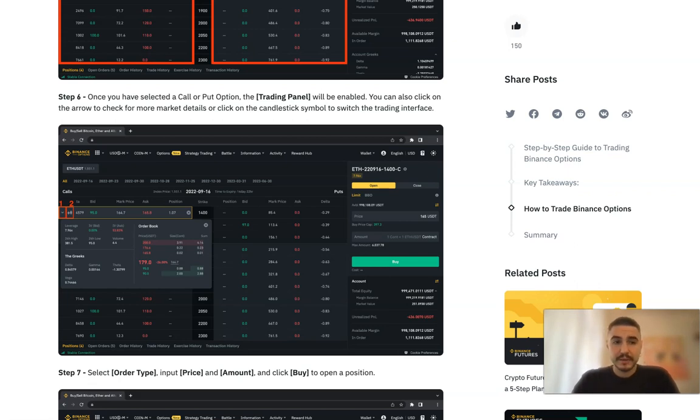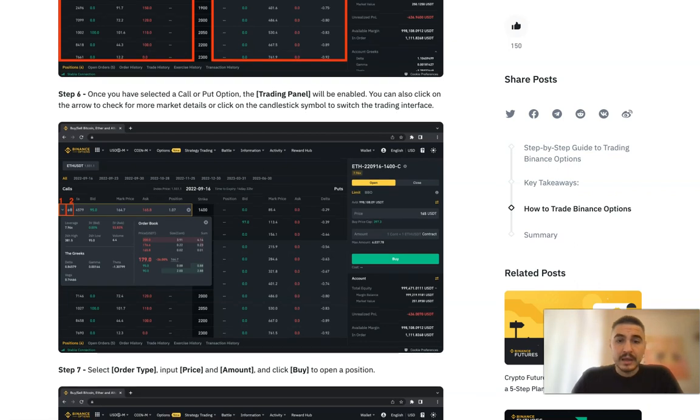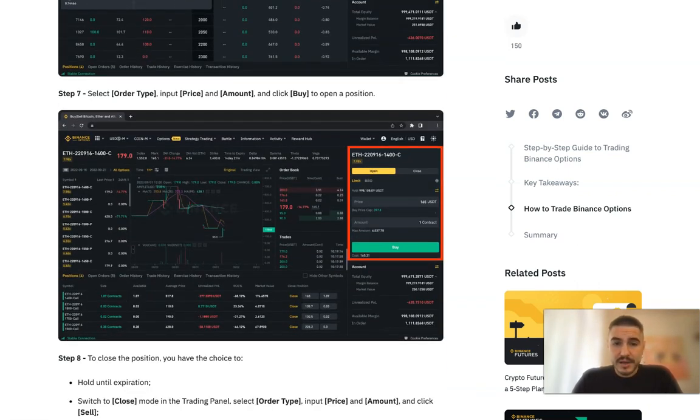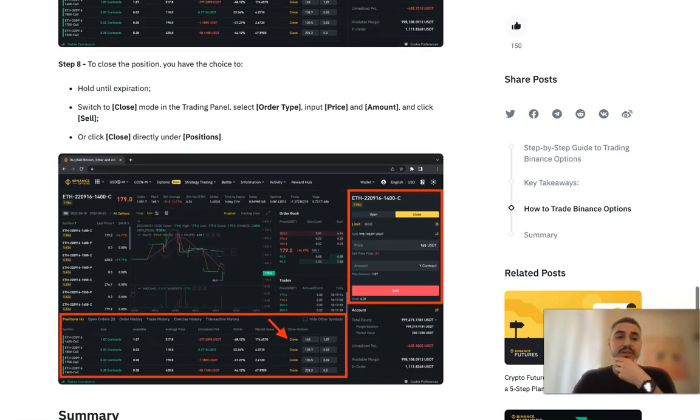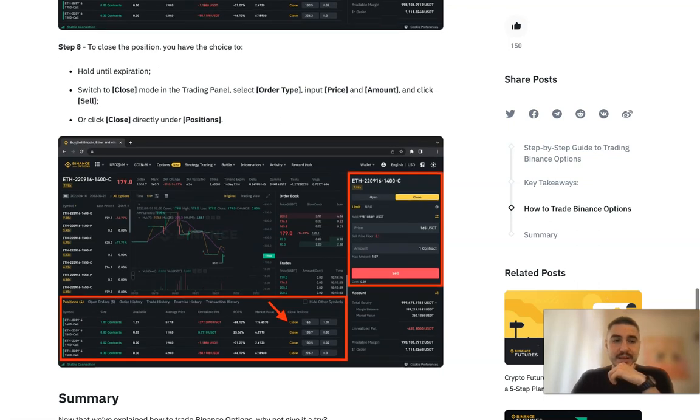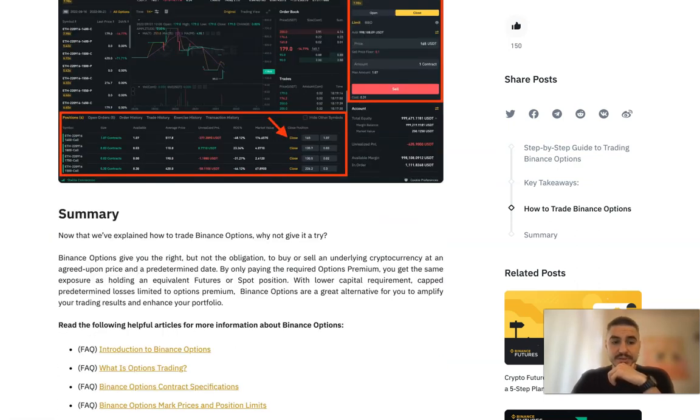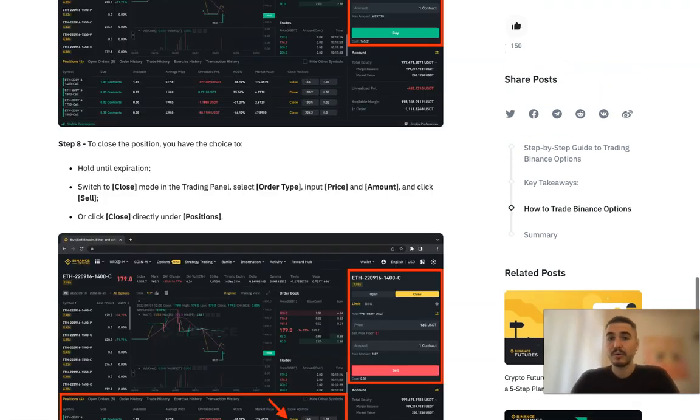Once you have selected a call or put option, the trading panel will be enabled. You can also click on the arrow to check for more market details, or click on the candlestick symbol to switch the trading interface. Then select order type, input price and amount, and click buy to open a position. Then to close the position, you have the choice to hold until expiration and switch to close mode. In the trading panel, select order type, input price and amount, and click sell, or click close directly under positions. So that's how it is.